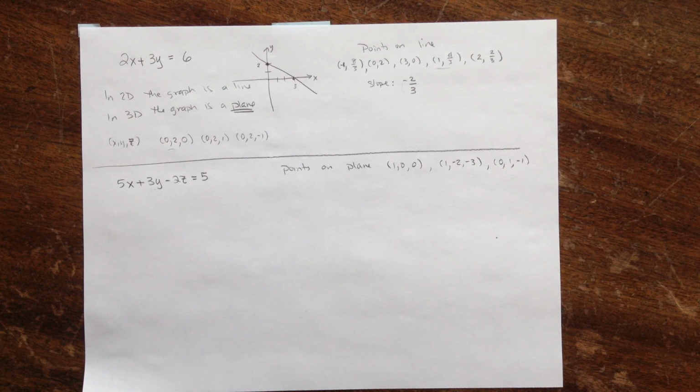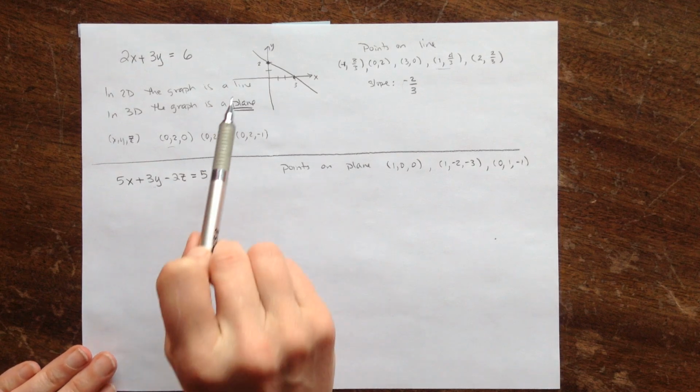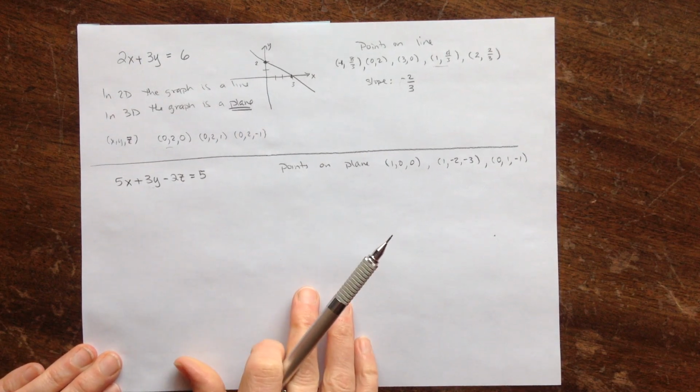And you could come up with a bunch more just by guessing and checking or plugging things in and solving. You could come up with lots of points. So now we have these 3 points on this plane. I'm just going to use this set of coordinate axes since I already have it drawn.